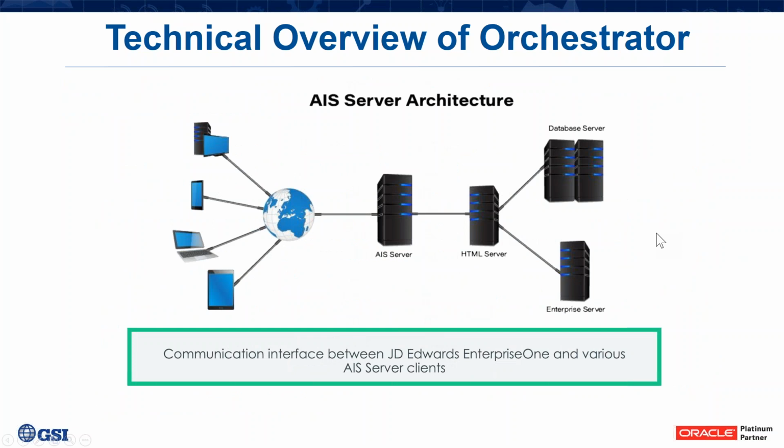So let's talk about the architecture first, because this is what you're going to have to install and what you're going to have to understand. The communications between JD Edwards EnterpriseOne and various AIS servers. This is a simple architecture where you have, on the right-hand side, your JD Edwards database server, your JD Edwards Enterprise server, and an HTML server. Already, you need an AIS server to communicate via Orchestrator, so we have that too. And the AIS server is where the orchestrations start to run in the background, so to speak, and that communicates out to the rest of the world.